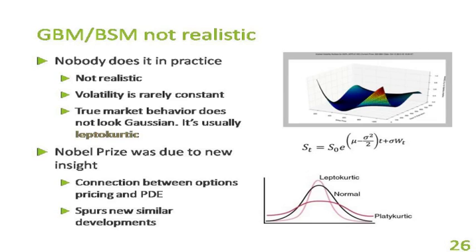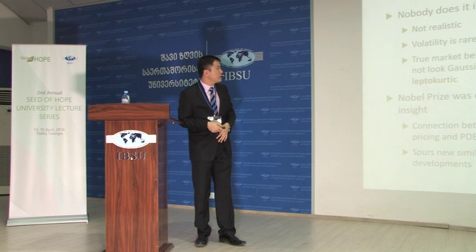And the true market behavior does not look Gaussian. If you take the log of this equation, it should look Gaussian because of this Brownian term here. But in practice, it looks more leptokurtic, meaning it has a very skinny and higher peak, but flatter tails. So in a way, this is not a very realistic model.